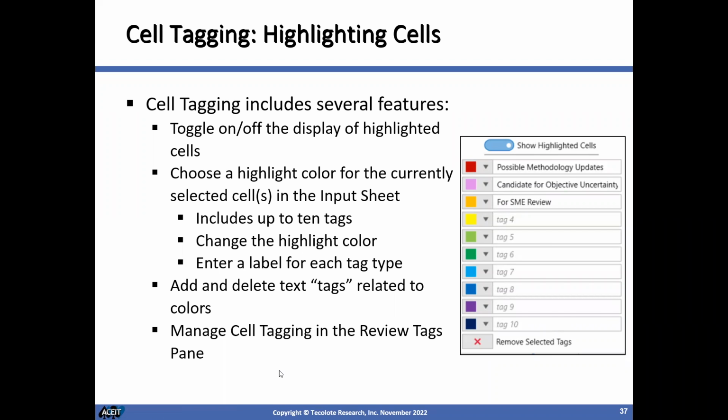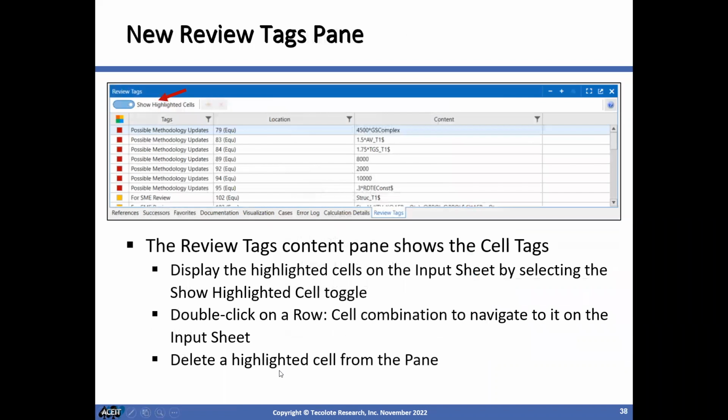In addition to having the ability to see that within the input sheet, we've also created a content pane called the review tags pane that shows all of the tags that you've added to the file across the session. So you can see what tag is being used, what location it's in, so which row or which data table it's at, and then the content of what is being highlighted. That's basically the information that would be in that cell.